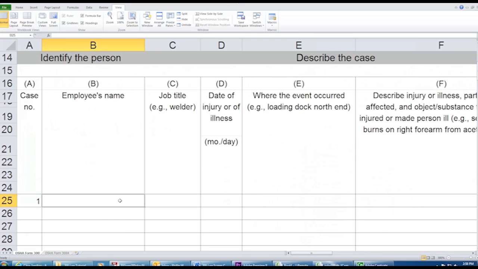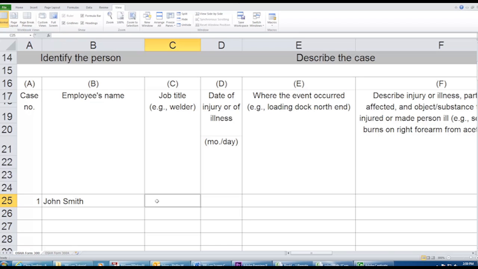So for every instance, you'll have an employee's name. Now, if this were a privacy concern case, you would not put a name here. You would put a reference number or something you could tie this back to another OSHA 300 log where you could have the person's name kept confidential so it's only releasable to certain people.